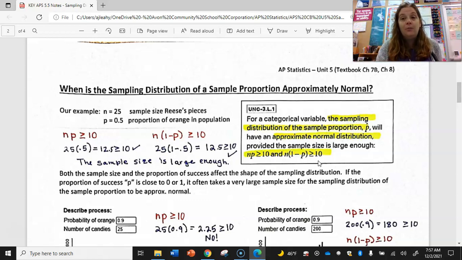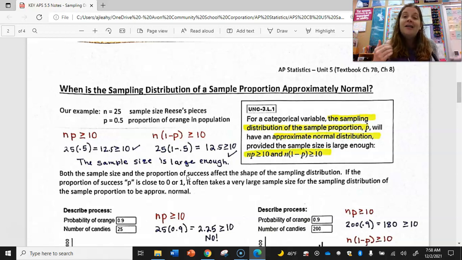And as long as that is true for the population proportion that you think is true, then your sampling distribution will be approximately normal. All right, so in our example, 25 Reese's candies, 50% orange in the population. So 25 times 0.5 is 12.5, that's at least 10, and 25 times 1 minus 0.5 is also 12.5. So this sample is large enough. That's what I mean. If I take repeated samples of size 25, this sample is large enough that we're going to have an approximately normal sampling distribution.